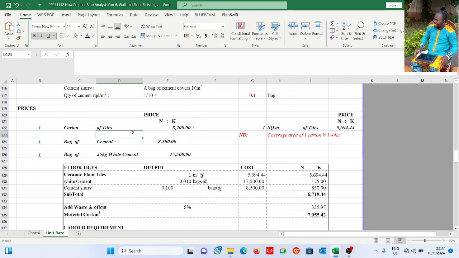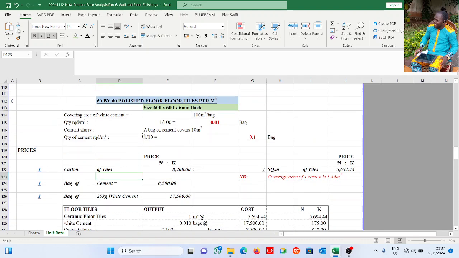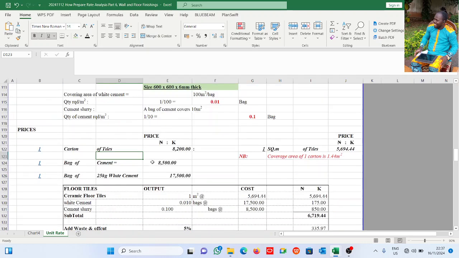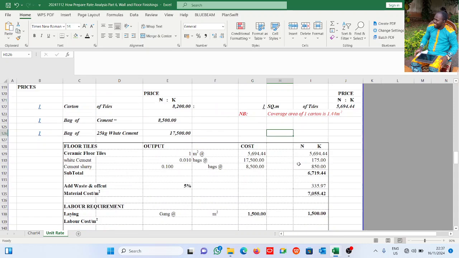Okay, now of course tiles come in cartons. All right, and 60 by 60 ceramic tile at 8,200, a bag of cement at 8,500. Now 25 kg of white cement is at 17,500. Now one important thing we need to note, I put here, the coverage area of 1 carton of tile is 1.44 square meter. For a carton of 60 by 60, the coverage area is 1.44 square meter. Kindly take note of that.